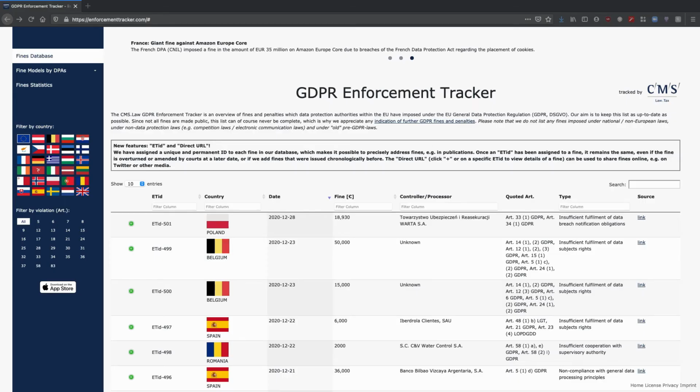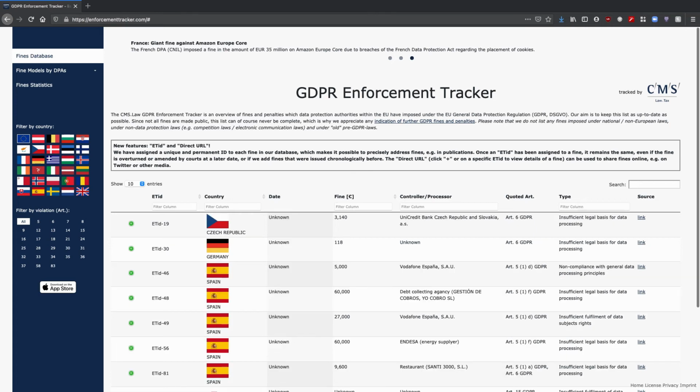Looking at the GDPR enforcement tracker, it is by default sorted by date, and I'm recording this on the 29th of December, so you can see the most recent one was assessed yesterday against a company in Poland for insufficient fulfillment of data breach notification obligations, which is to say that if a data breach has been identified, you've got to own up to it, even though that's painful to do.